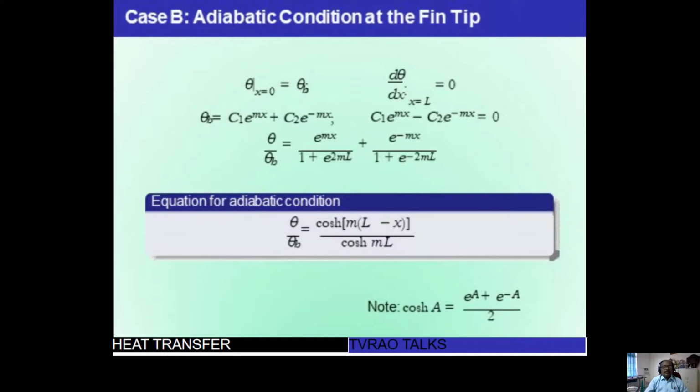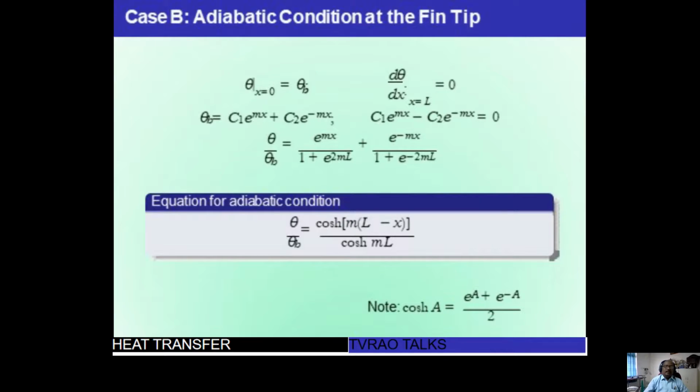There is another type, case B, that is the adiabatic condition at the fin tip. Adiabatic condition means there are no heat losses, which means the fin tip is insulated. If the fin tip is insulated, how do we find out heat transfer in a fin? For this also we have a general governing equation, where again you have to find out C1 and C2. To find out C1 and C2, you have to apply two boundary conditions.